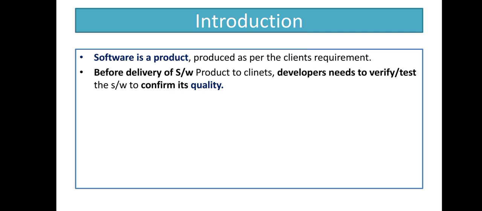Once the software is developed as per the customer requirements, then before delivery or deployment of the software to the customer's site, one has to go for verification of the product. The product is developed because of the customer requirements, so before deploying it, we have to verify whether the product is meeting the customer requirements or not. To verify this, the developer needs to verify their product, that is the software, to confirm its quality.